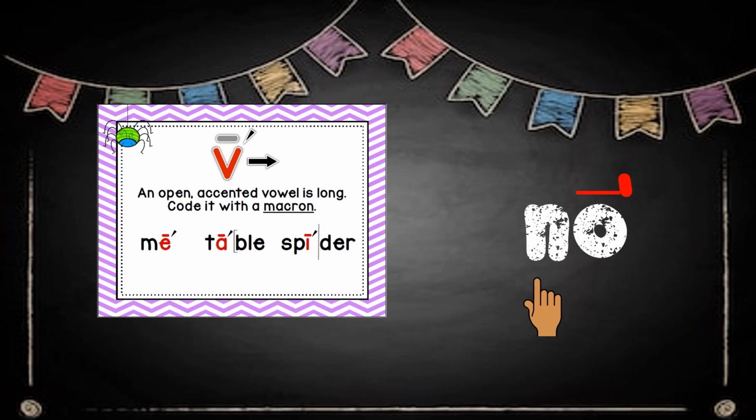Here we go. N, O. Let's do it again a little faster. N, O. And one more time a little faster. No. This is the word no.